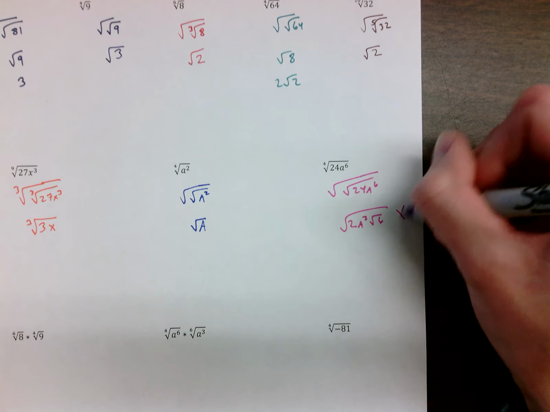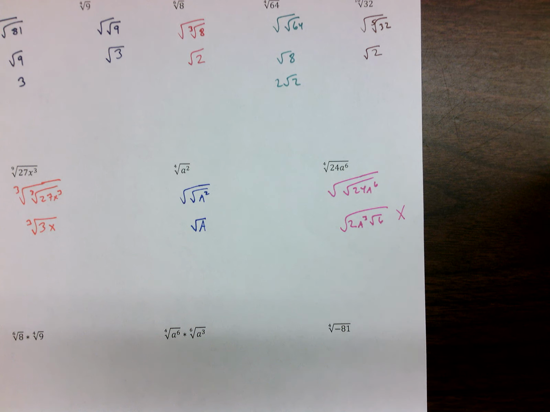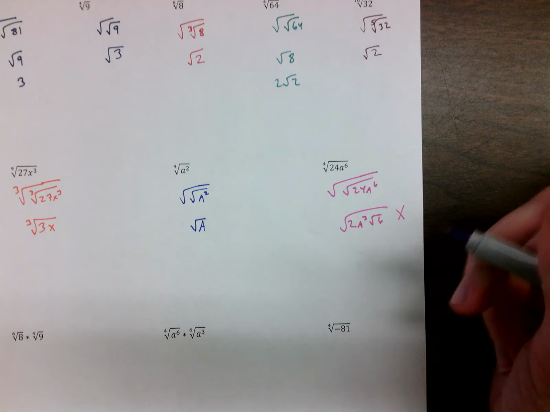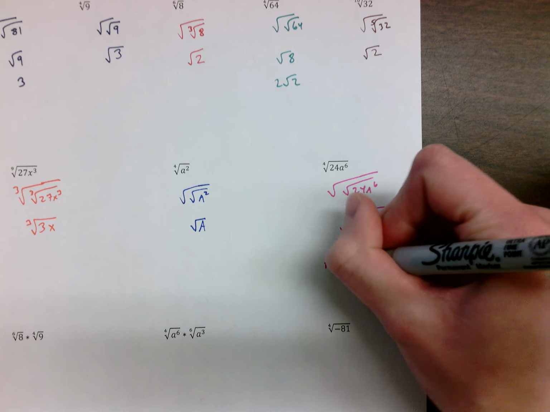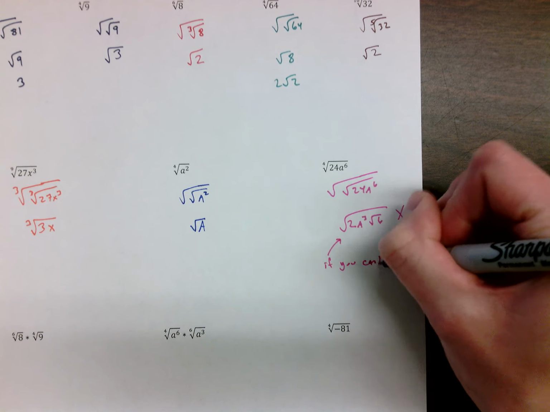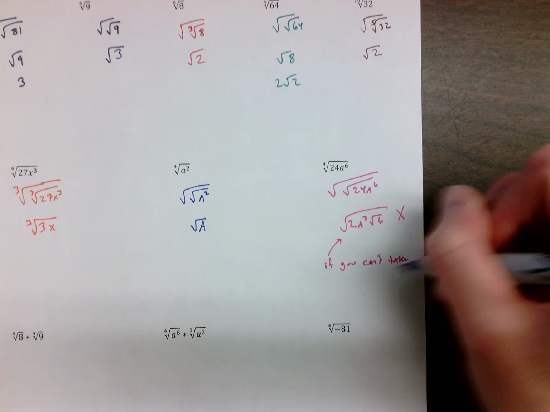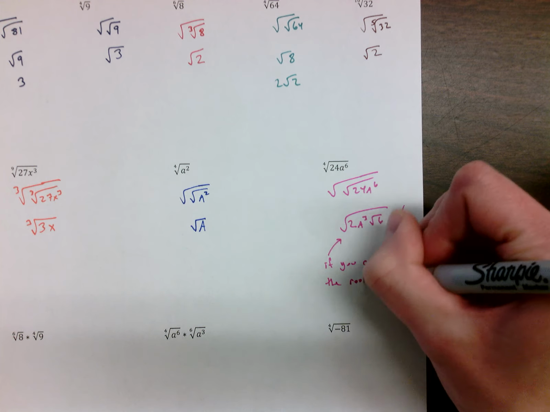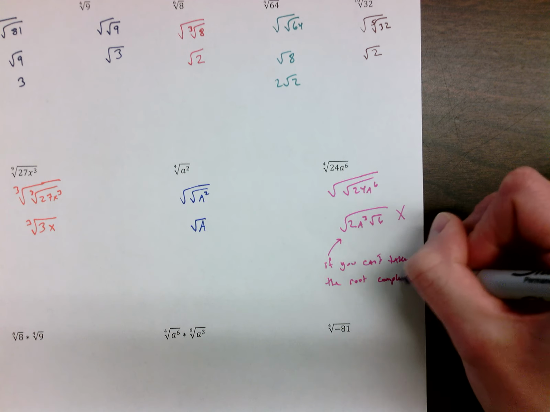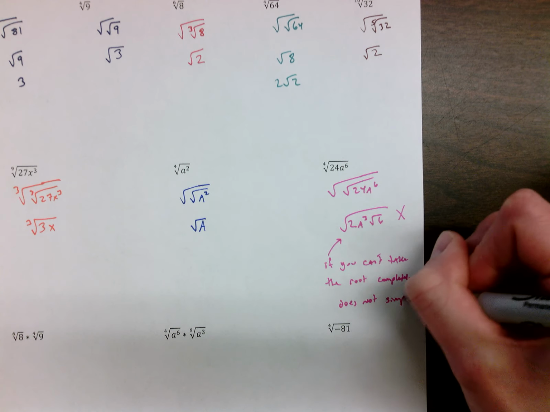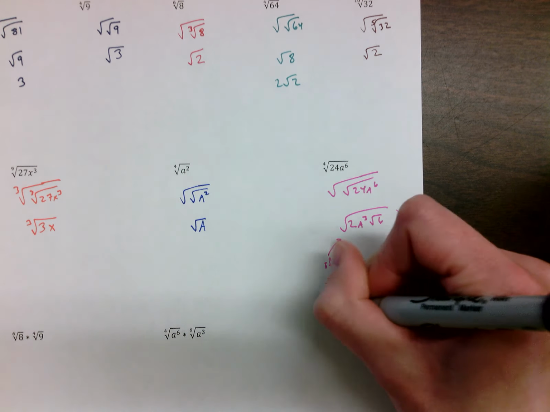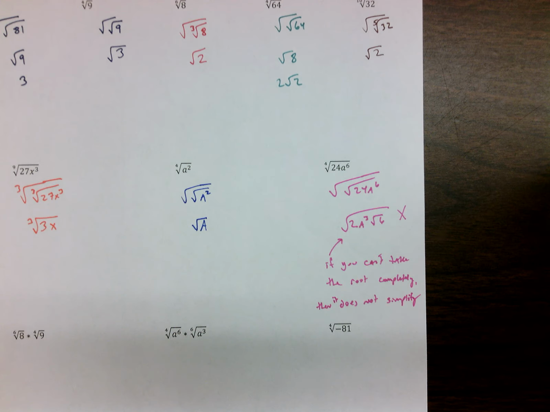This is not simplified. So this guy right here, this is not what we want. That is not simpler. It's not simplified. Okay? So this guy, we're not going to do this. So if you can't take the square root or whatever root completely, then it does not simplify. Okay, so it's got to be something that you could actually take a root of.